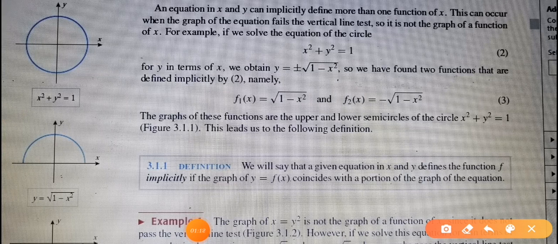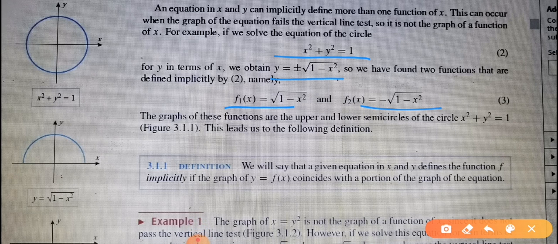Let's suppose we have an equation x square plus y square is equal to 1, and if you want to evaluate y, it will be equal to plus minus square root of 1 minus x square. So you can see that we are having two functions right now, that is, one variable y is defined in terms of two expressions. Such functions are also named implicit functions.